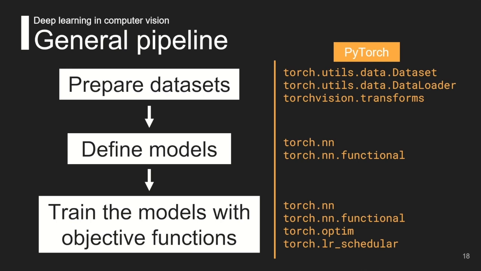The general pipeline for deep learning work can be shown by this figure. We need to prepare the dataset first, define the model, and finally train the model with objective functions. We will implement the model with PyTorch. Here, I list all the required classes that are popularly used to implement the component for each step.